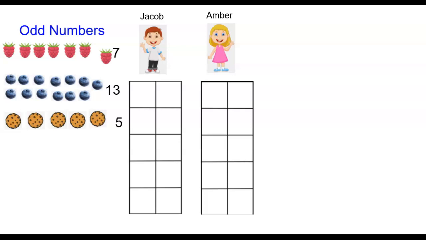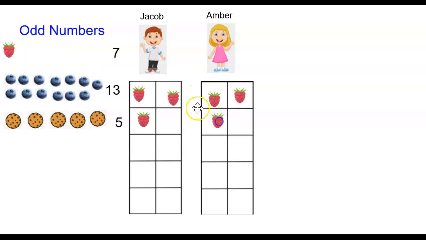So we have 7 raspberries. If we give Jacob and Amber the same amount of raspberries, they will have an even number. But look, Jacob has 4 and Amber has 3. That's not equal. Jacob has more raspberries, so 7 is an odd number. We cannot share 7 raspberries equally between 2 people.